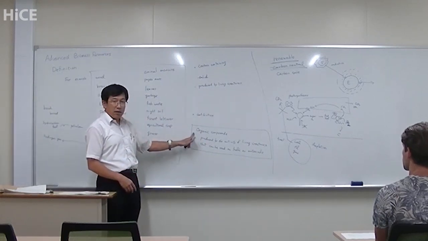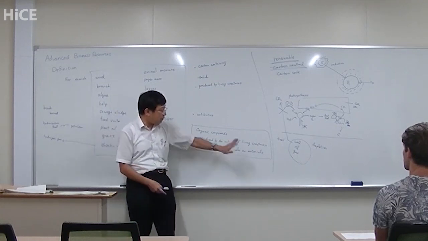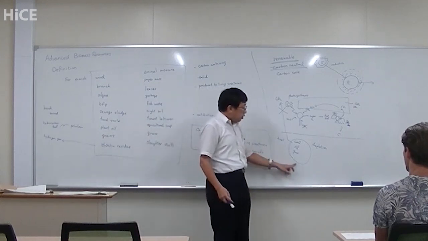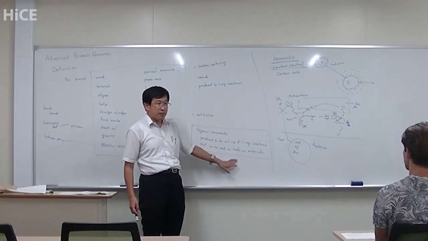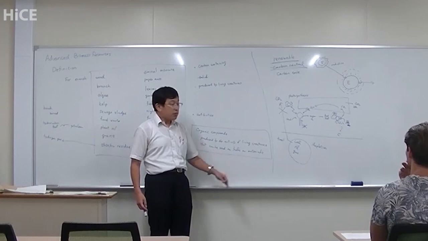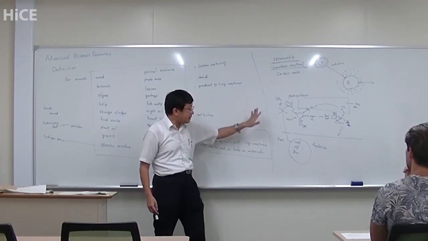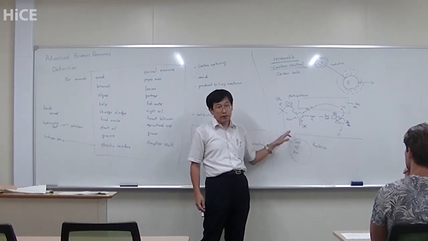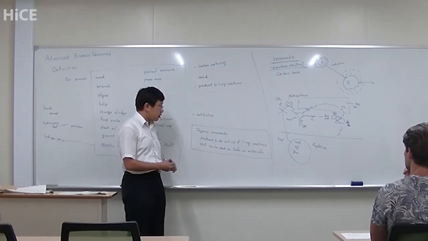That's why biomass is defined as organic compounds produced by the activity of living creatures that can be used as fuels or materials. As you know, fossil fuels are mainly used for fuels, and maybe 10% is used for materials. When we use biomass for fuels and materials, we can substitute oil, and then we don't have to use fossil fuels anymore. That's why this definition is.